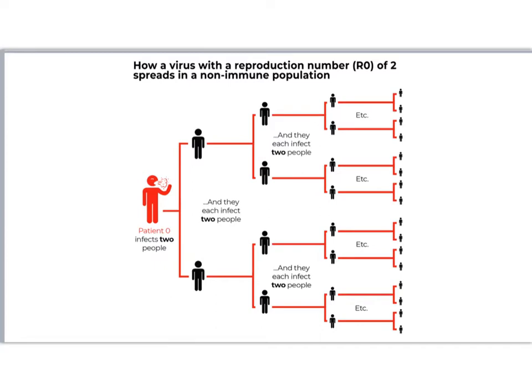So in that situation, patient 1 has the infection, passes it on to 2 people, and then that patient recovers or dies and is no longer able to pass it on. Each of these 2 people pass it on to 2 people, and then they either recover or die, and so on.